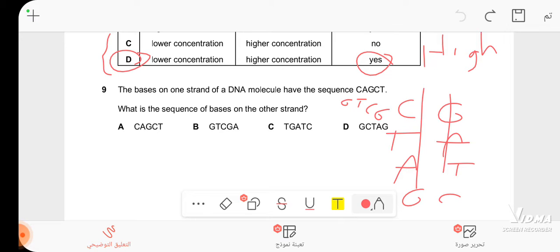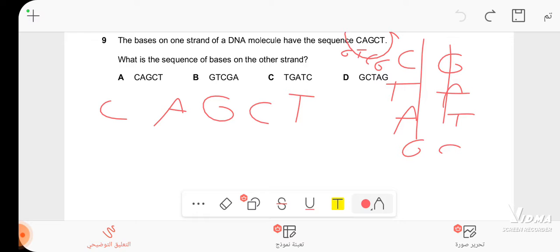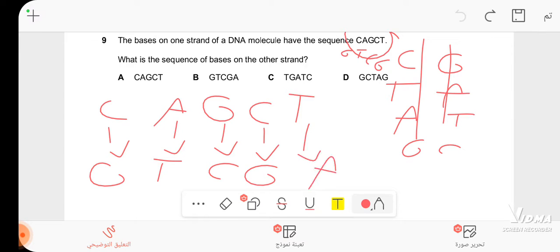Okay, let's write it here. This is our code: cytosine, adenine, guanine, cytosine, thymine. So cytosine will bind to guanine, adenine will bind to thymine, and guanine will bind to cytosine. As you know, G with C and A with T, and the contrast, cytosine with guanine and thymine with adenine. So GTCGA. The answer here will be B.